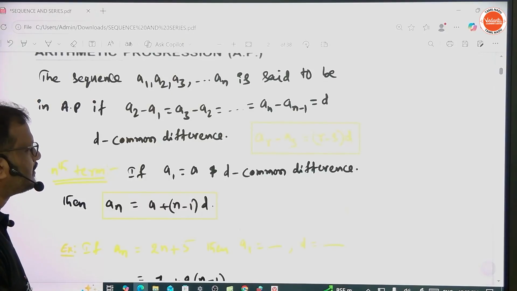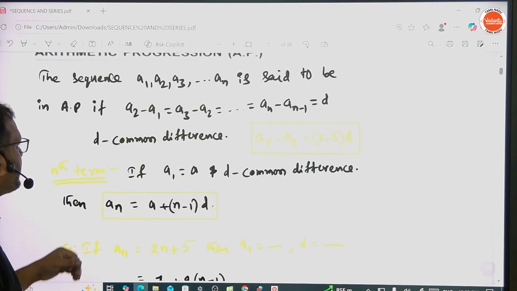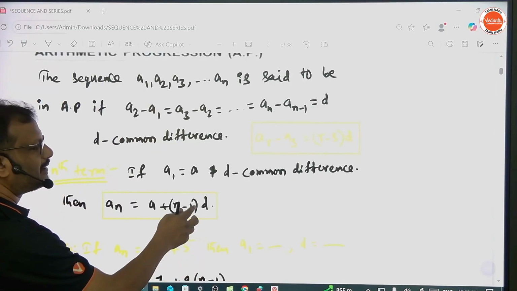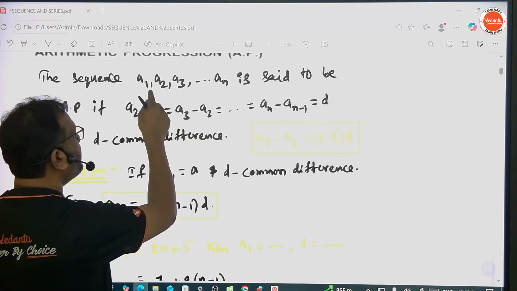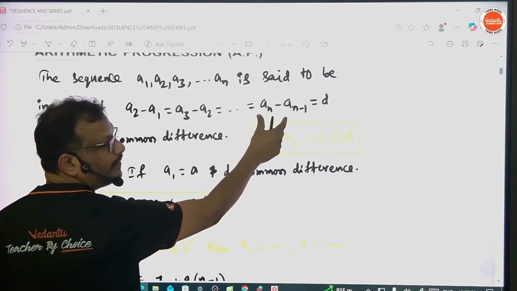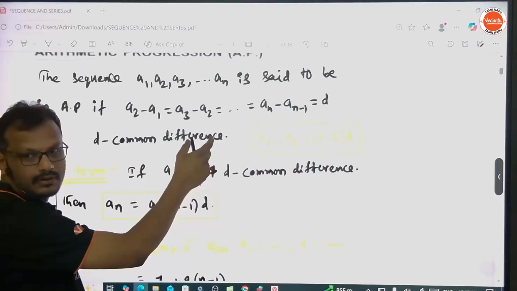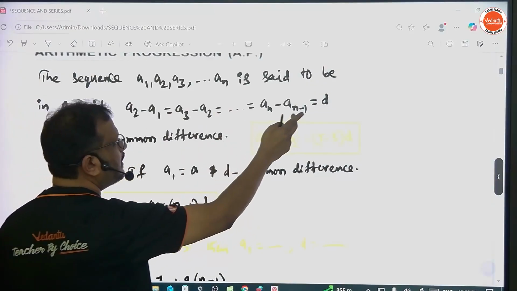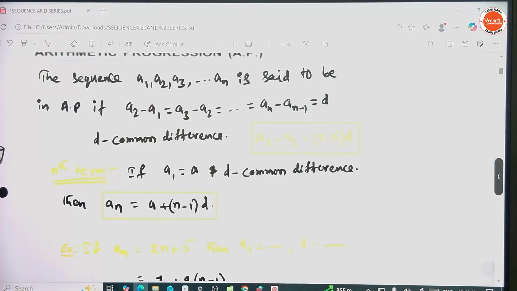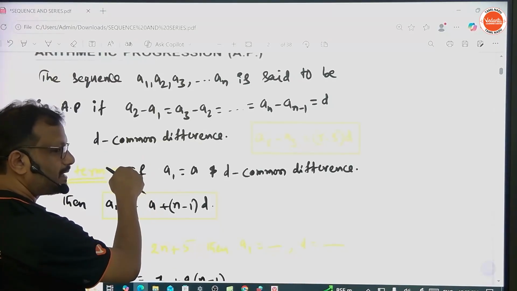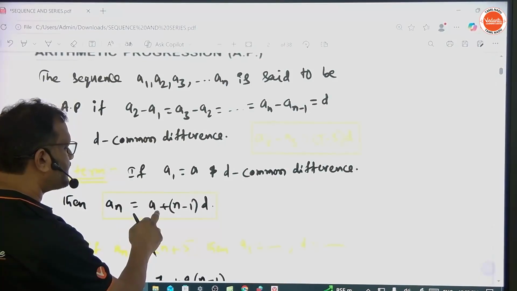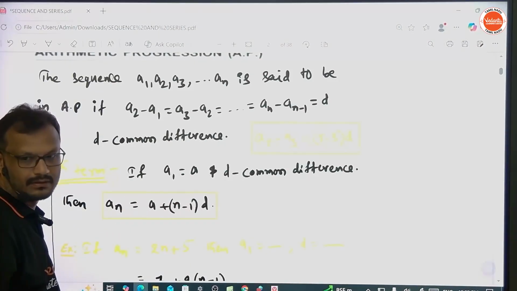But here also, if the first term is A, what can be the nth term? If the difference between consecutive terms is the same, whatever difference is coming between two consecutive numbers, that difference is called the common difference. You can say it is D. So D is the common difference. If D is the common difference, what can be the nth term? Generally, how will we find this one? A plus n minus 1 into D.